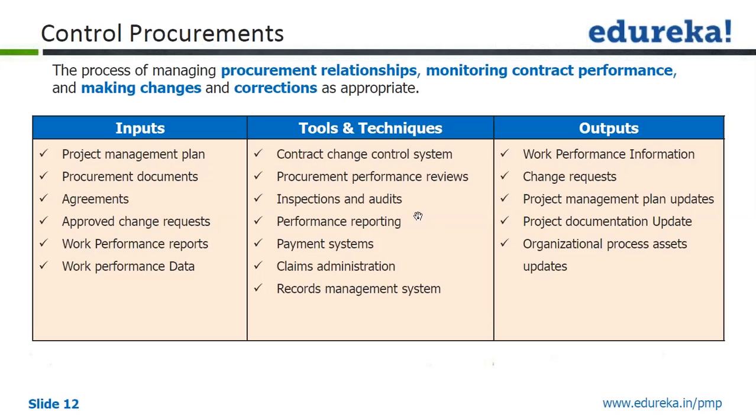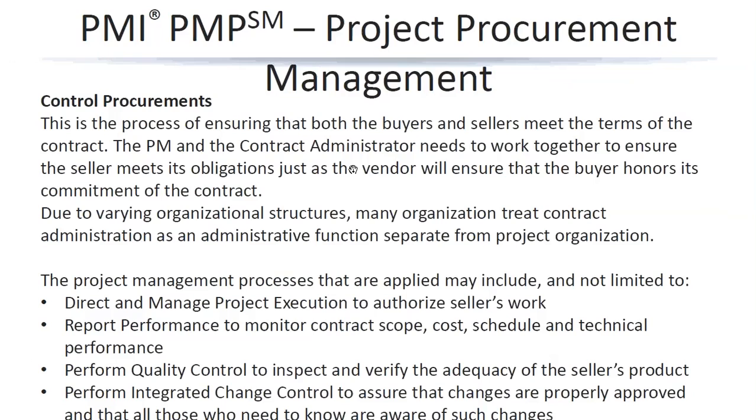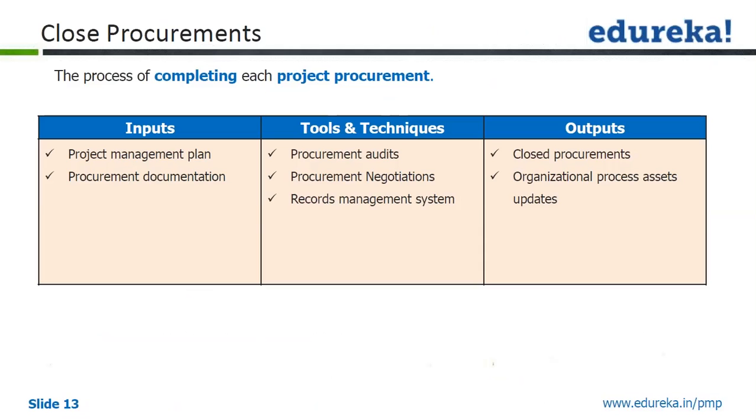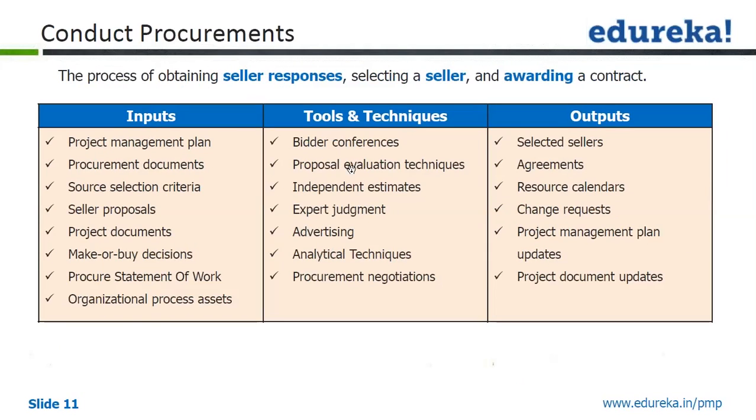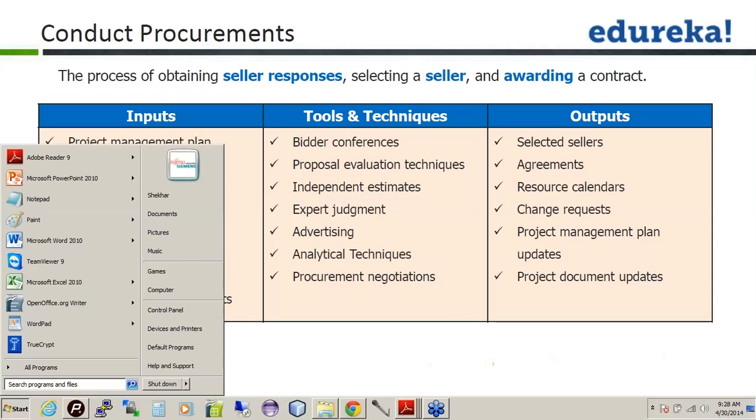Control procurement. In here again, as I said, a lot of tools are mentioned, and we might cover them in the next slides. All right, so let's take these tools one by one. Bidder conferences, I already explained. Proposal evaluation technique: in this, you evaluate the proposals, have criteria such as cost and time, and identify which are the important ones, and so on.